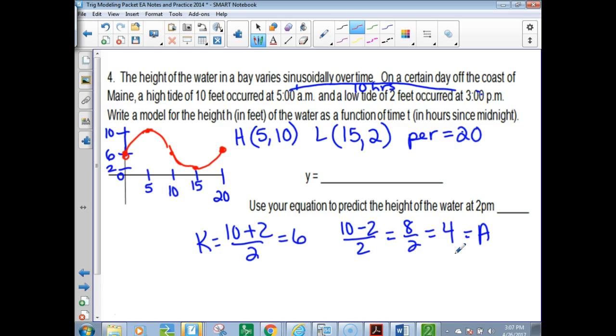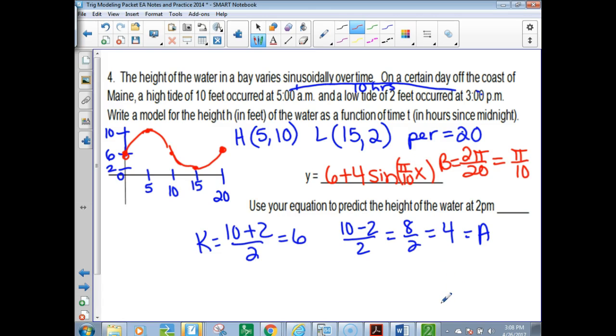Now we're going to go ahead and write our equation finally. Our amp was 4, so it's y, and our center line was 6. We're going to have 6 plus 4 sine. Now we got a period of 20, so we're going to have to take 2 pi divided by 20. Yeah, pi over 10 for our b value. Pi over 10 times x.